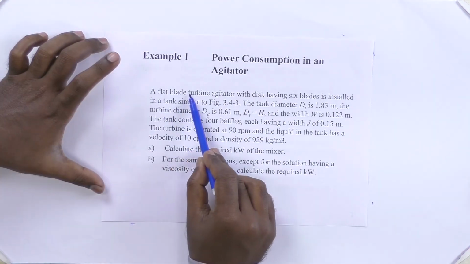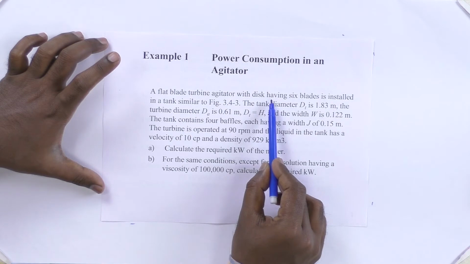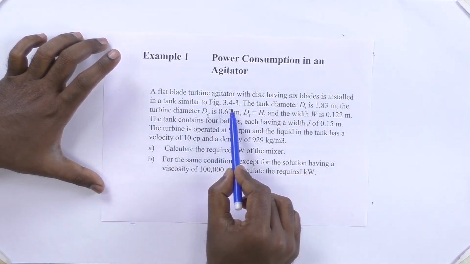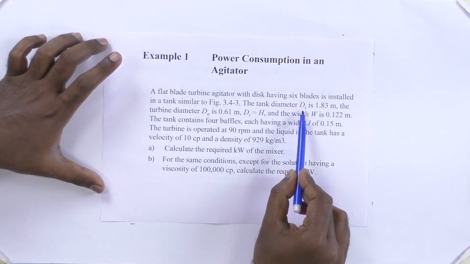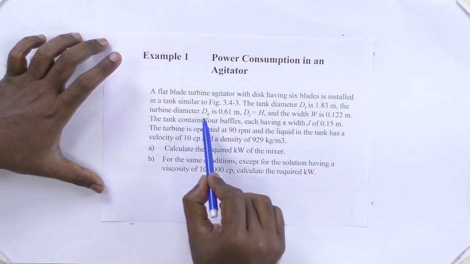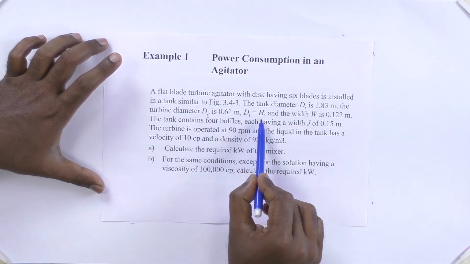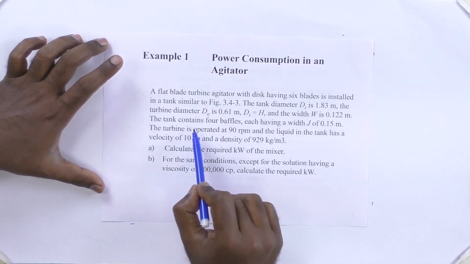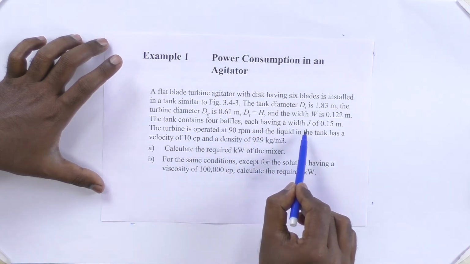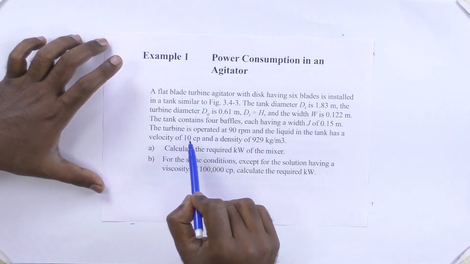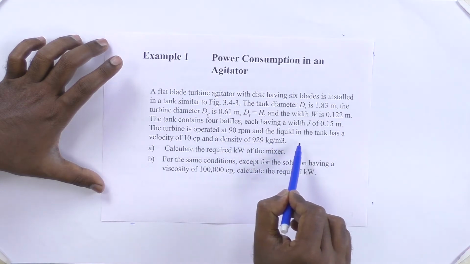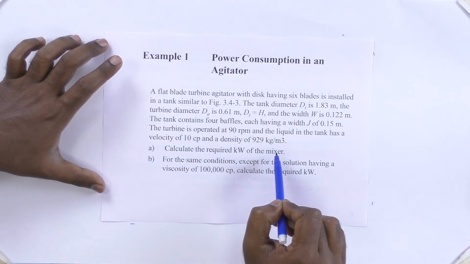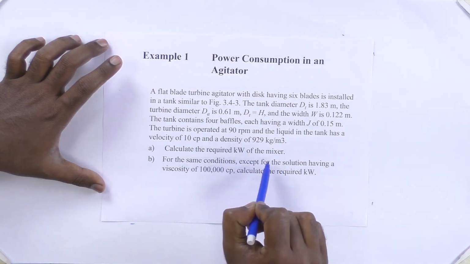A flat blade turbine agitator with disc having 6 blades is installed in the tank similar to figure 3.4.3. The tank diameter dt is 1.83 meter, the turbine diameter is 0.61 meter, dt is equal to h, and the width w is 0.122 meter. The tank contains 4 baffles, each having a width j of 0.15 meter. The turbine is operated at 90 rpm, and the liquid in the tank has a viscosity of 10 centipoise and a density of 929 kg per meter cube. Calculate the required kilowatt of the mixer.